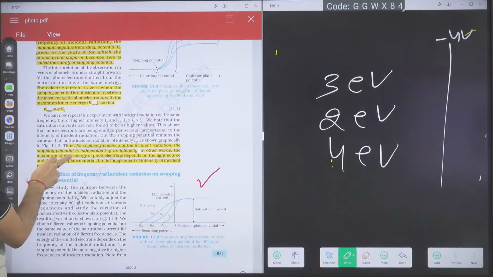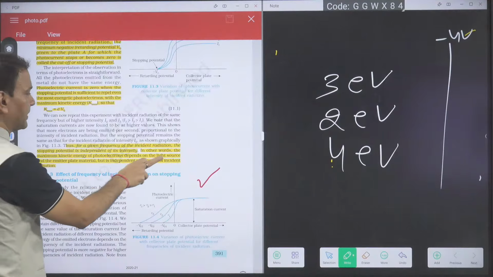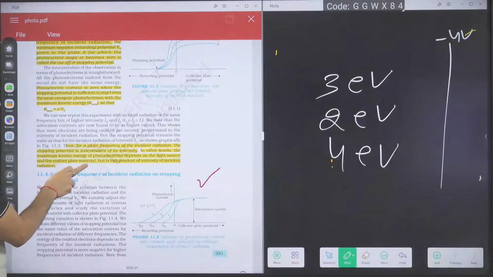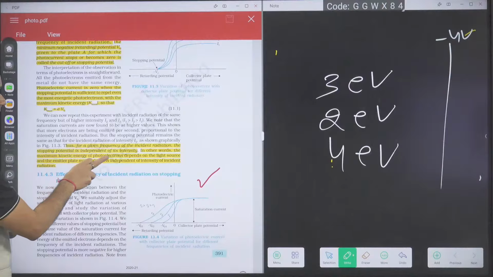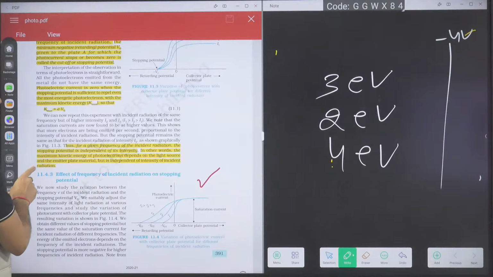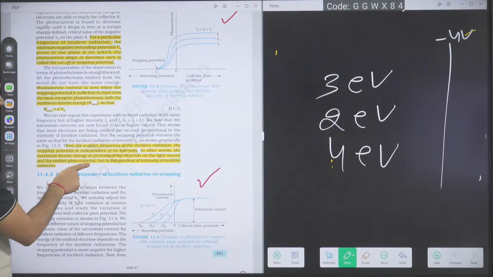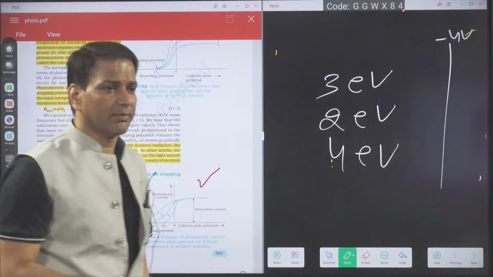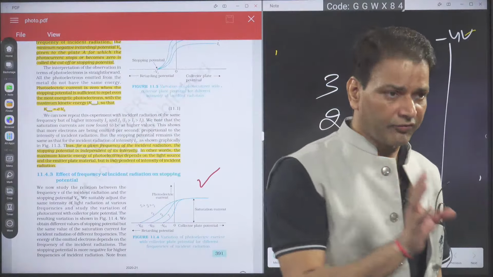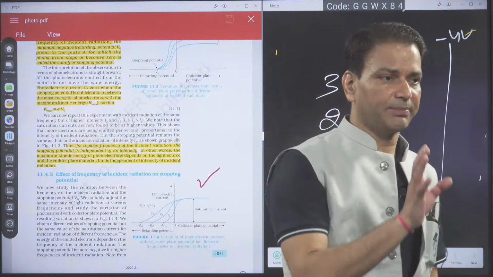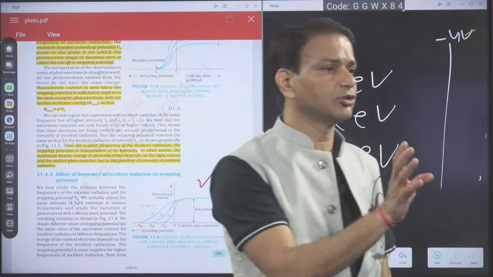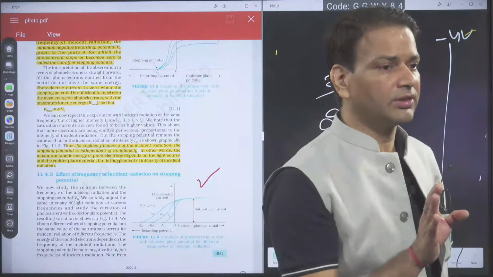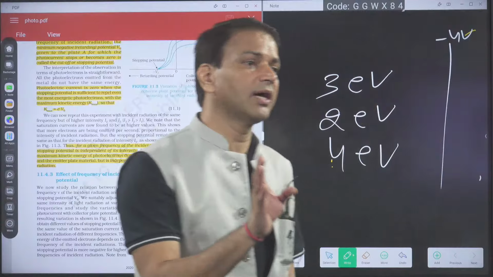In other words, the maximum kinetic energy of the photoelectron depends upon the light source and the emitter plate material, but it is independent of intensity. It means maximum kinetic energy depends upon the work function and the energy of the photon. It will not depend upon the number.